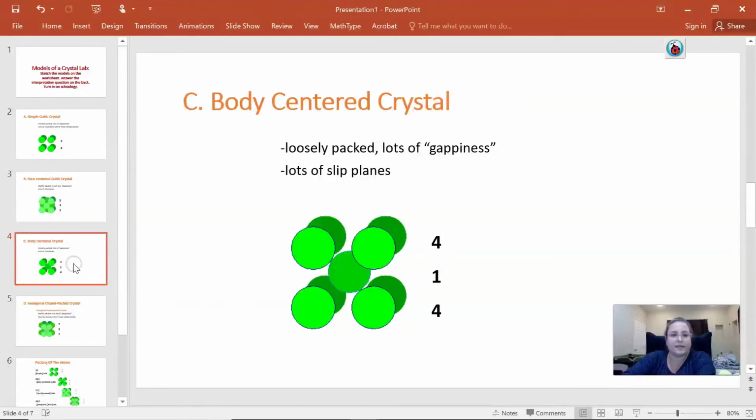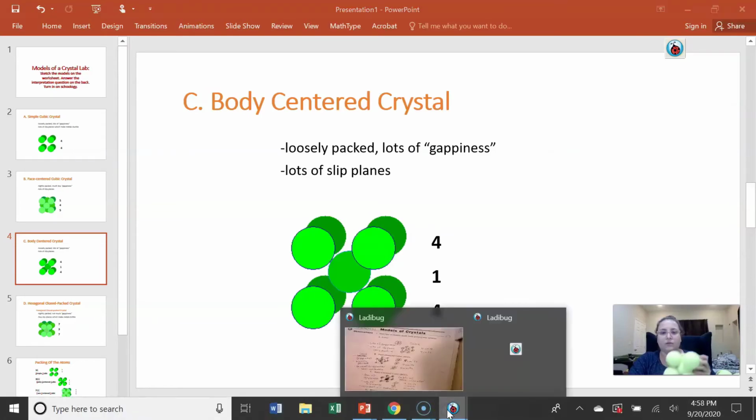Okay, my next example is BCC, so body-centered cubic. And this one is like the first example, the cubic, but instead of having 4 and 4, it has 1 in the middle, kind of sandwiched in between there. And this one is very loose, lots of gappiness, more than the cubic example, and lots of slip planes. So you can see that it's got 4 and then just 1 in the middle.